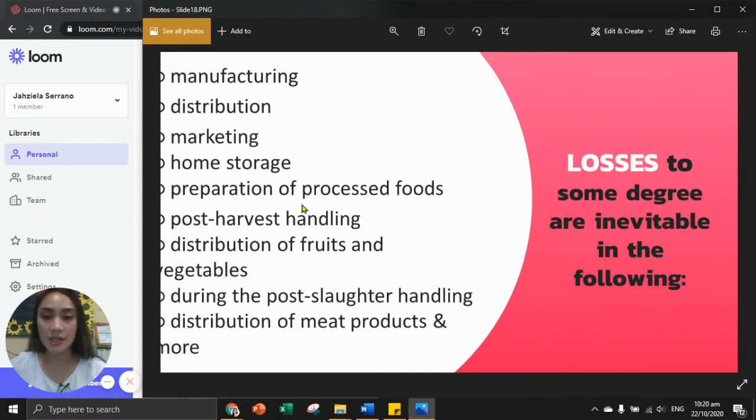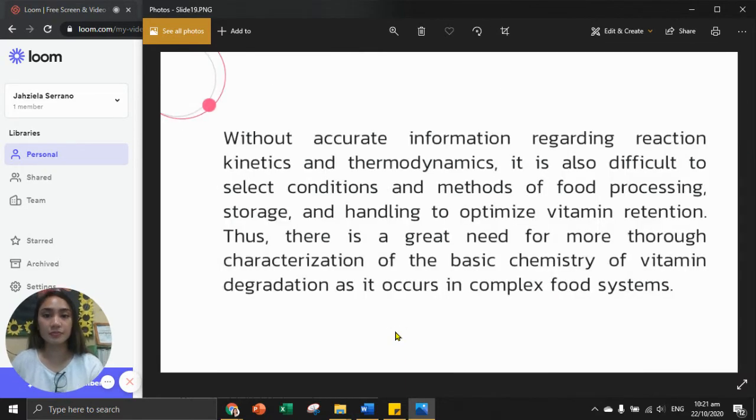Next is post-harvest handling, other distribution of fruits and vegetables, and post-slaughter handling. So here again, for example, if poultry or pork is not frozen right away, it may really lead to loss of vitamins. So it's inevitable, as they say. And then there is the distribution of meat products and others.